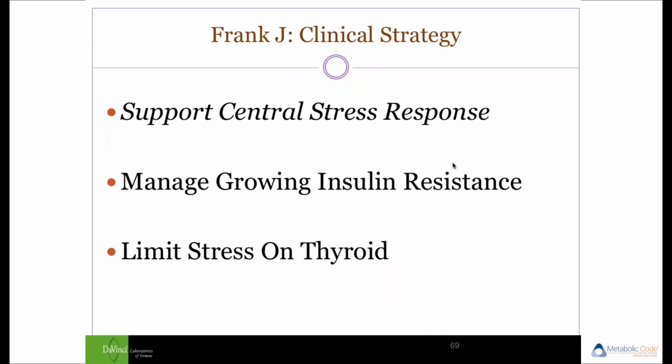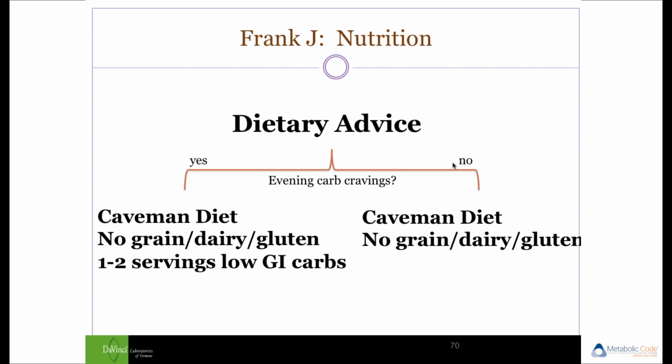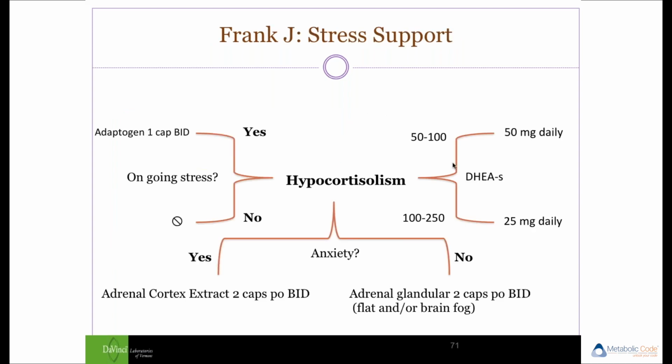So where do we put our emphasis here? Well, to all 3 points of the triad, but in particular, we want to create emphasis on the central stress response, manage growing insulin resistance, and limit stress on the thyroid. Dietary advice can be similar to SUB. Get the carbs out of the diet, no grains, gluten, and dairy. If he's got evening carb cravings, 1 to 2 servings of low GI carbs at night.